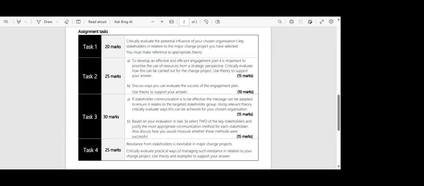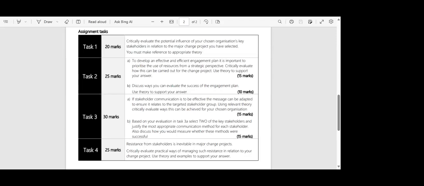Develop an effective, efficient engagement plan. It is important to prioritize the use of resources from a strategic perspective. Critically evaluate how this can be carried out for the change project. Use theory to support your answer. So they are saying that for the engagement plan, you should develop an effective, efficient way to allocate the resources from a strategic perspective.